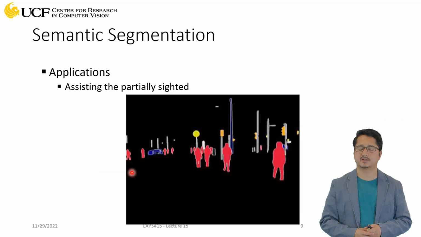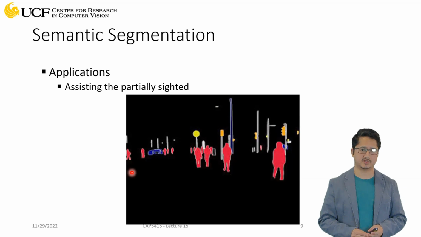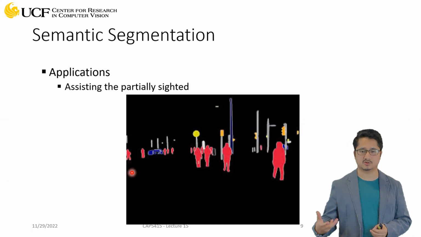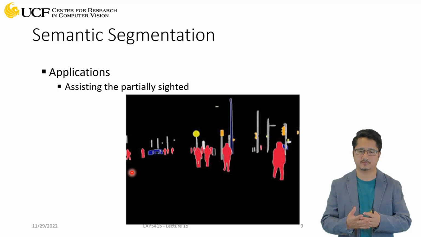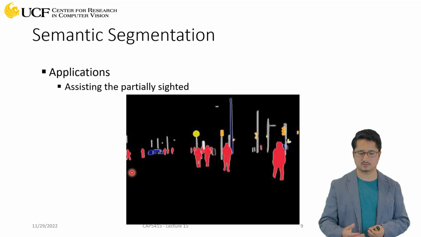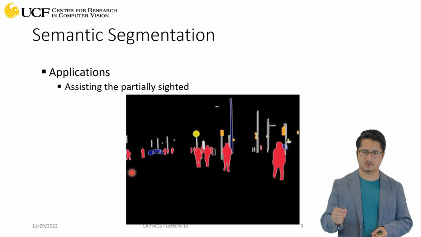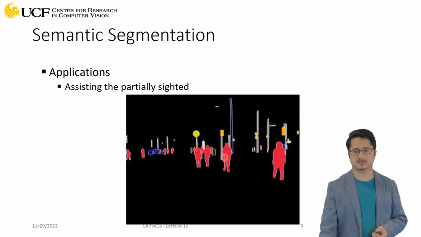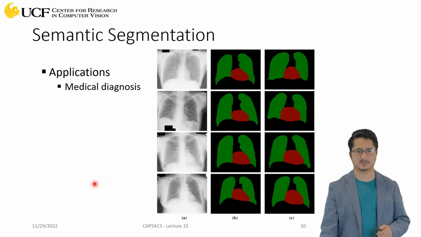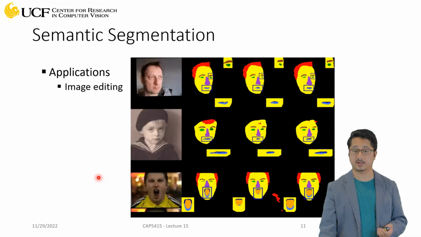Assistive living is another very important application area. For example, if a person is not able to see what's happening in the surrounding, an automatic system can give a very good idea of what's happening in the neighborhood, whether it's crowded, whether it's good to walk, and whether there are maybe potholes on the walkway. All that is very useful, and you need semantic segmentation to solve that problem. Again, medical diagnostics, we talked about that, and image editing can also be very useful here.